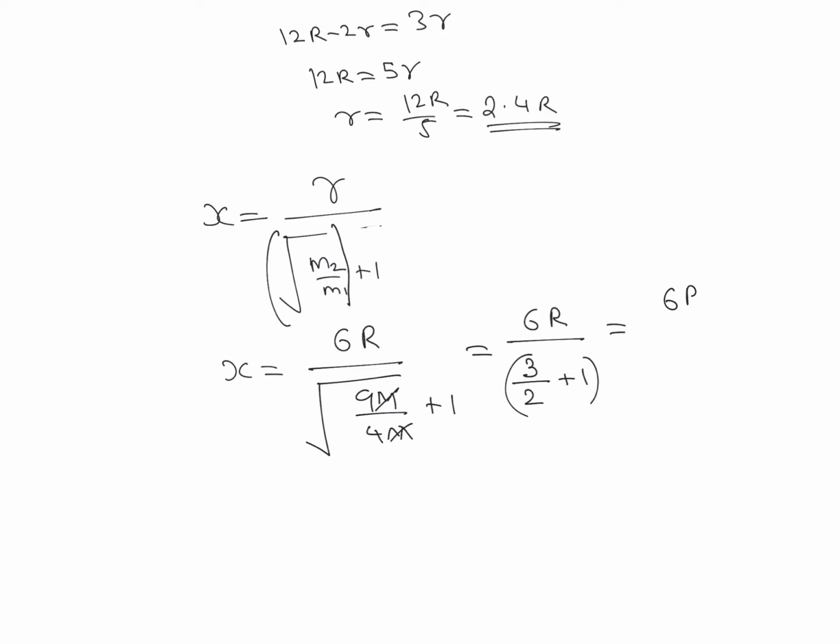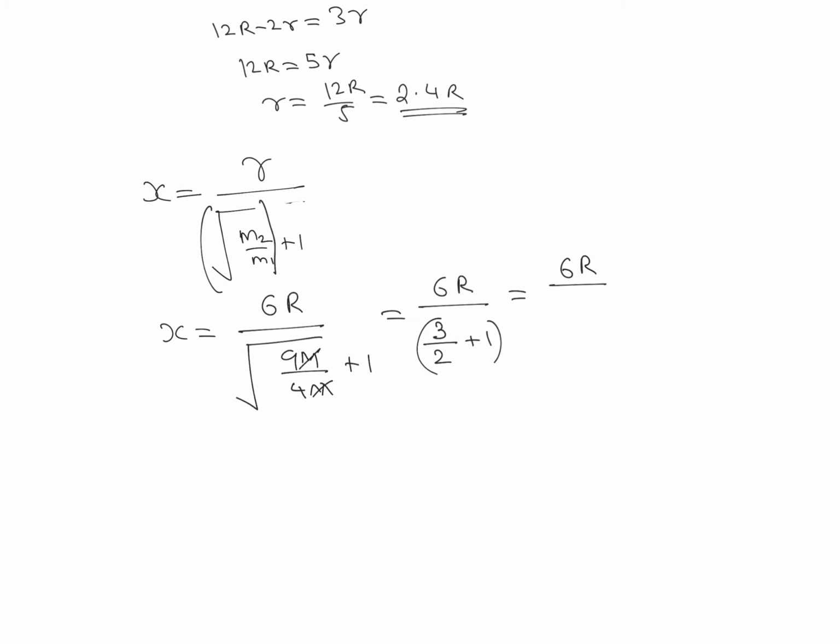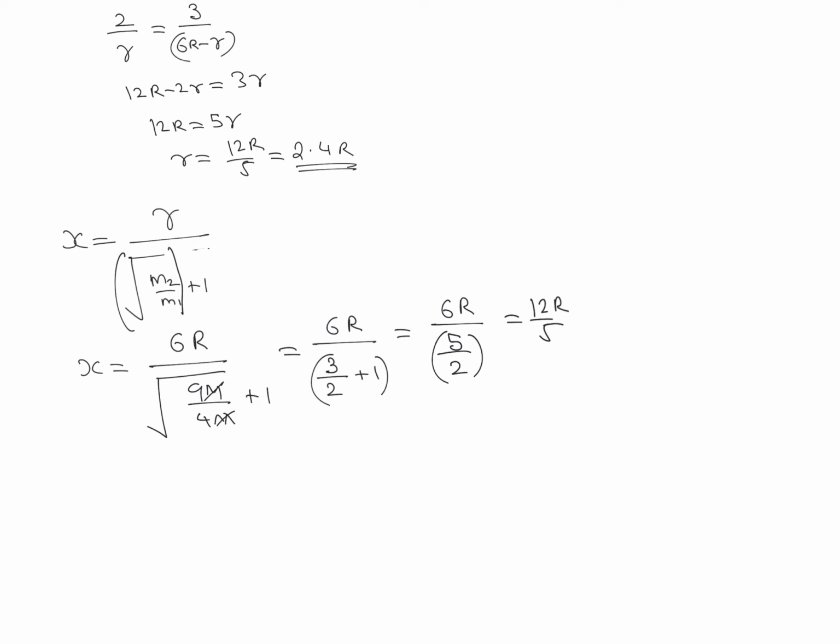So we can write this as 6r divided by 3 plus 2, that is 5 divided by 2, which we can take as 12r divided by 5, or you can write the answer as 2.4r.